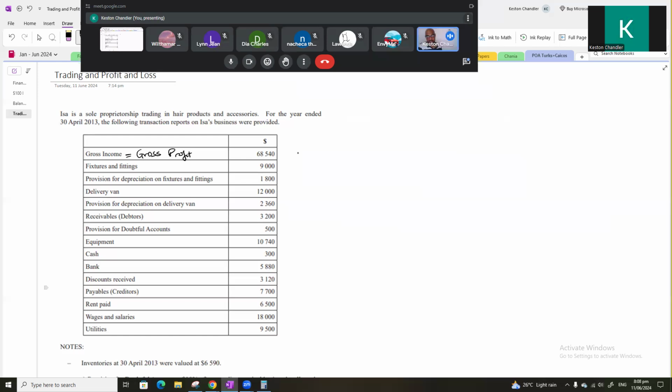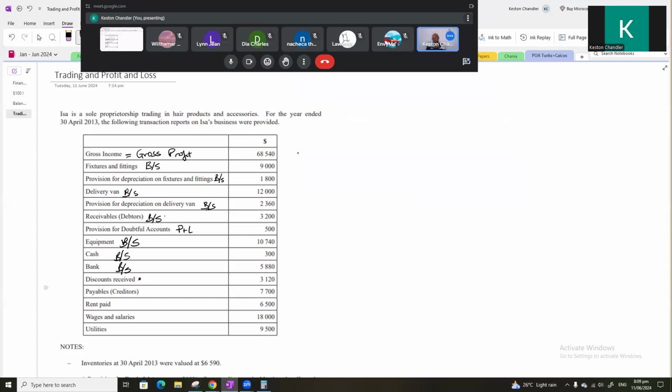Fixtures and fittings, right? This is our balance sheet item. We saw that previously. This is also a balance sheet item. This is my total depreciation. Delivery van, balance sheet. Provision for depreciation, balance sheet here again. Provision for doubtful accounts. This could go in our profit and loss section. Balance sheet, balance sheet, balance sheet. Discount received, I don't think we talked about this in our last question. We talked about carriage inwards. We talked about discounts allowed, right?